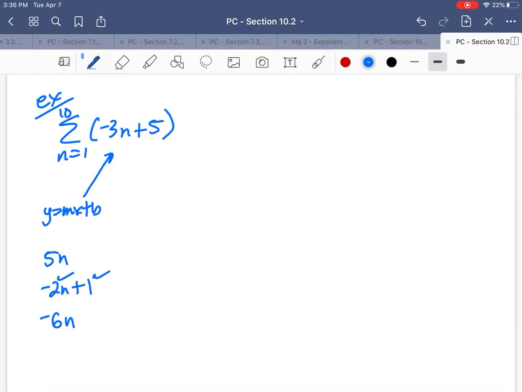But if I do this, I can use my formula. I'm going from 1 to 10, that's 10 things. If you count 1, 2, 3, 4, 5, 6, 7, 8, 9, 10, that's 10 things. So I'm doing the sum of 10 things, so I put 10 over 2. I want my first term. Well, my first term is when I plug 1 into this formula. So negative 3 times 1 plus 5 would be 2.